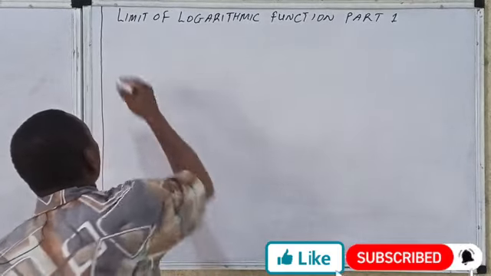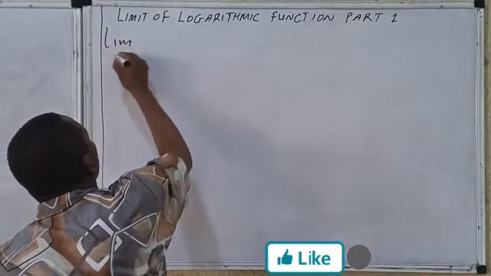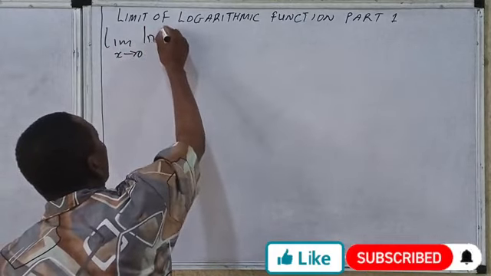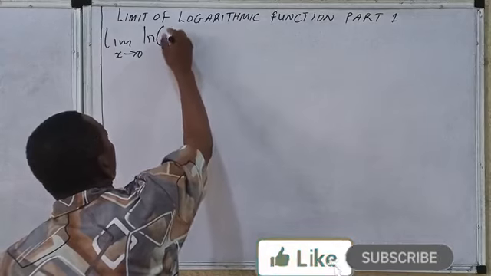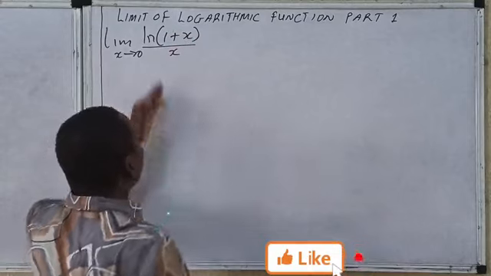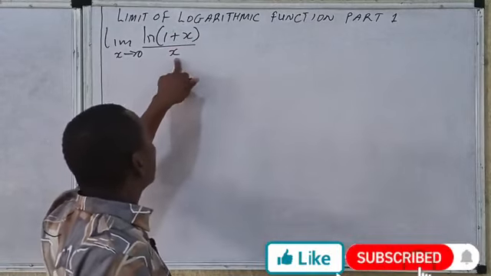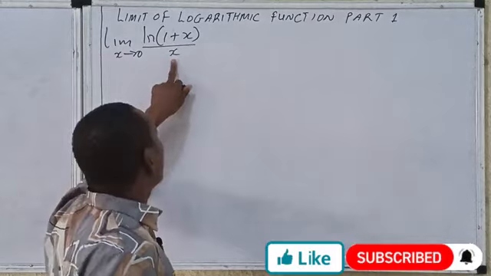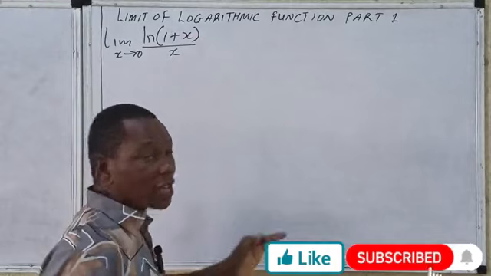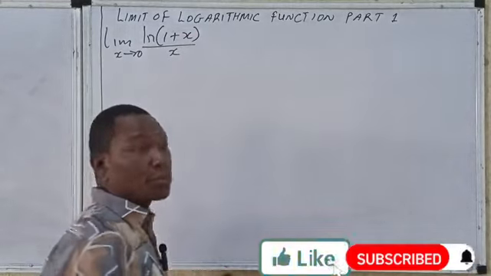So if you are asked to evaluate, let's say, the limit as x tends towards 0 of natural logarithm of 1 plus x, all over x. If you are asked to evaluate this, what will you do? If you put 0 in this place, definitely the denominator is 0. And if you evaluate the numerator, you have 0. So 0 over 0, you can't do that. That's what is an indeterminate form.